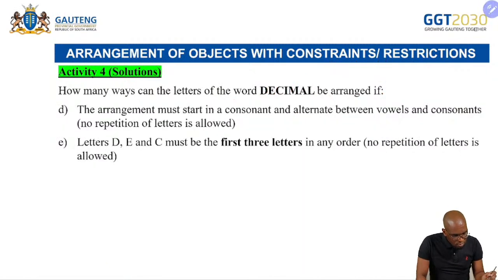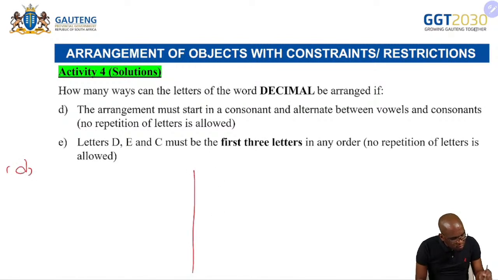Right. Moving on to the last two, D and E. The arrangement must start in a consonant and alternate between vowels and consonants. No repetition is allowed. So this arrangement for D, going to put it here.